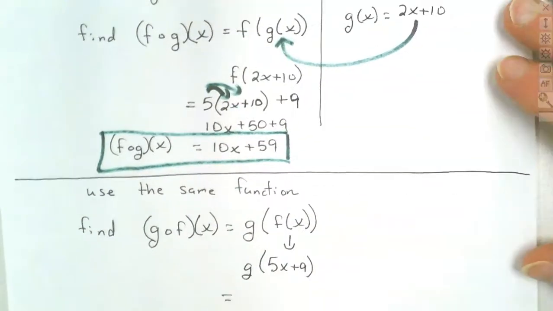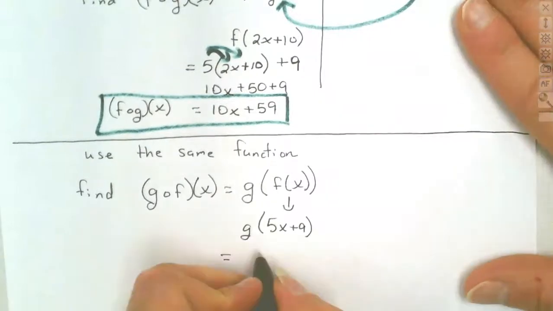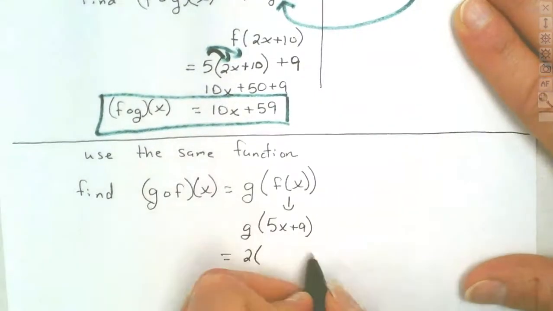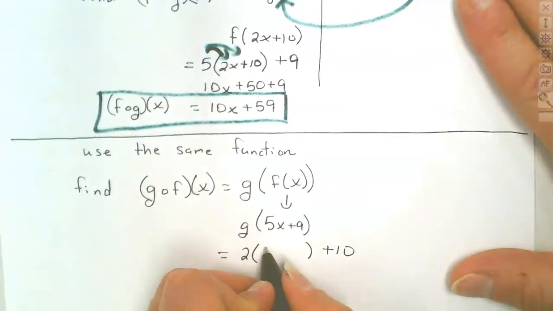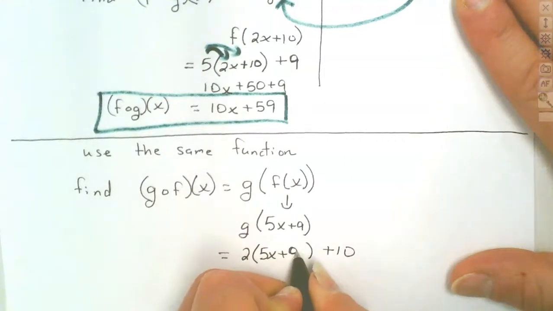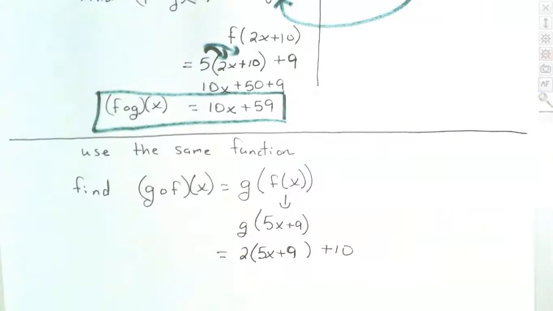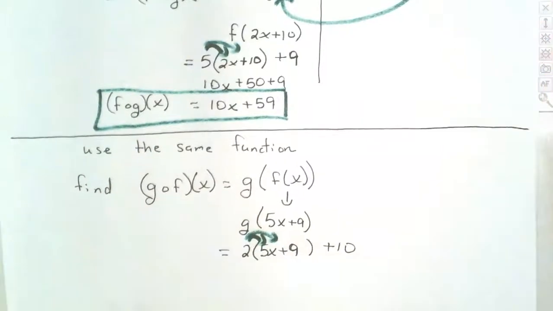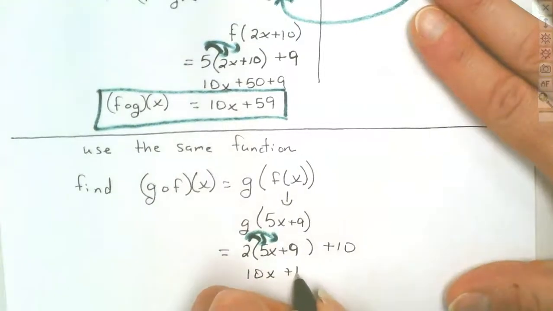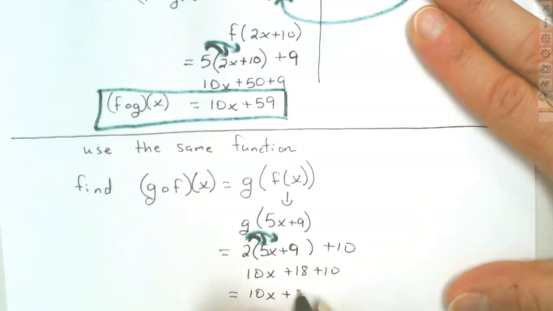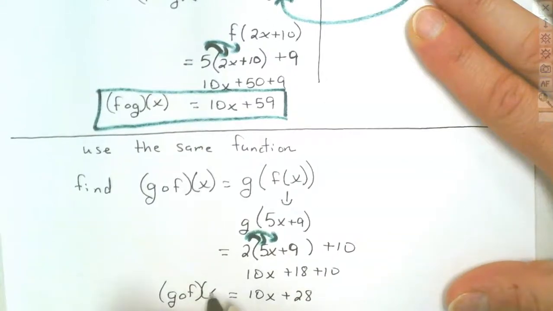We're going to write it out, and we're going to use parentheses for that x. So we have 2 parentheses plus 10. And we fill it in. So that's going to be 5x plus 9 here. And then we distribute that 2 through, just like we did earlier. And see, we get a different result. So that is now 10x plus 18 plus 10, which is then 10x plus 28. And that is g composed with f of x.